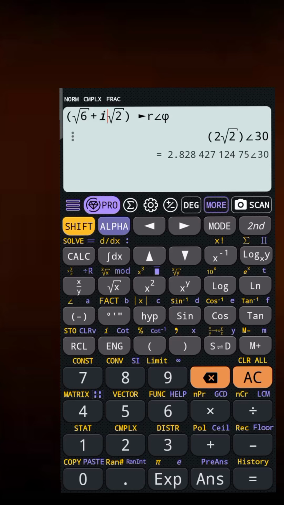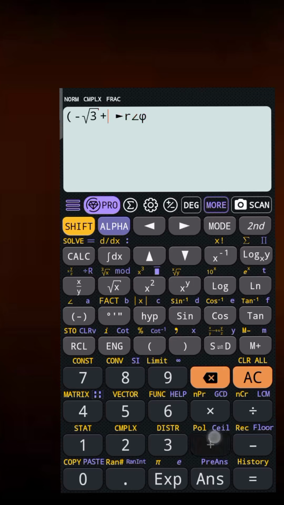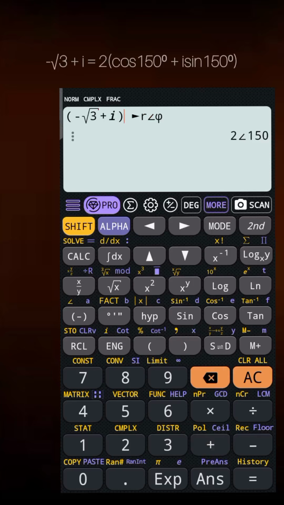So what if I want to do the polar form of minus root 3 plus i? Minus root 3 plus i. Let me erase this. Plus i. It gave me 2 angle 150. Actually, there are different ways of writing complex numbers in polar form. This is one of them. 2, then you write your angle, 150 degrees.